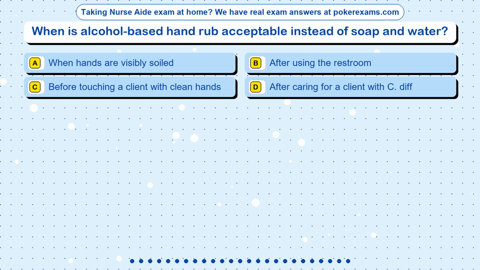Question 23. When is alcohol-based hand rub acceptable instead of soap and water? Option A, when hands are visibly soiled. Option B, after using the restroom. Option C, before touching a client with clean hands. Option D, after caring for a client with C. diff.